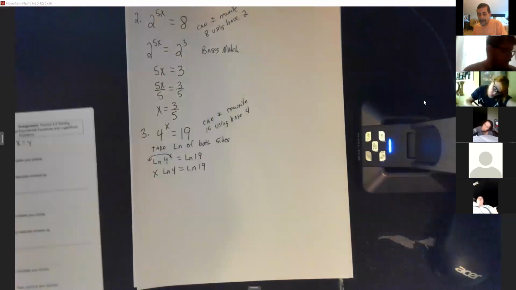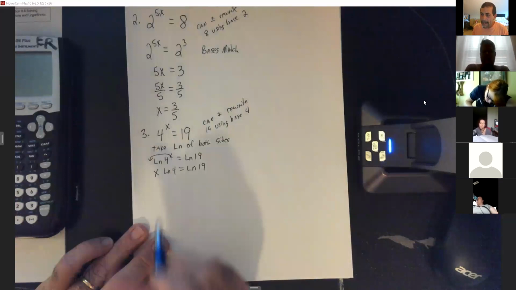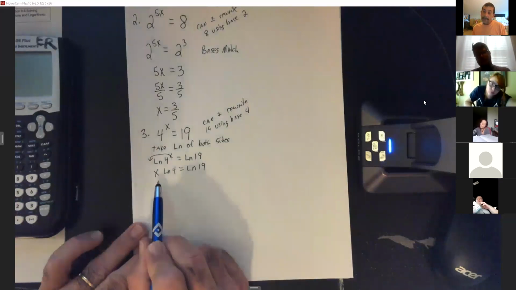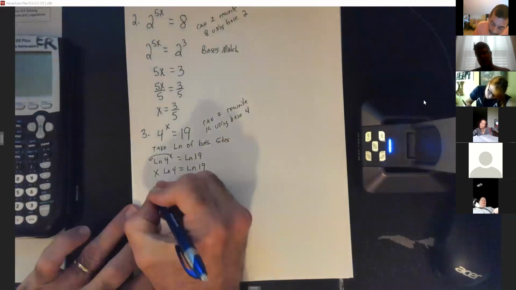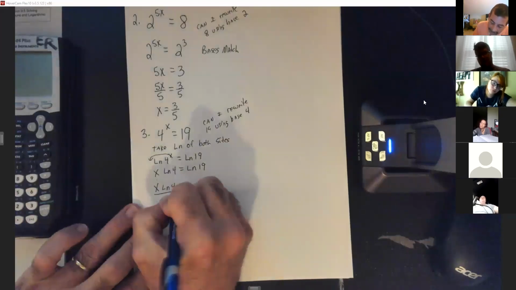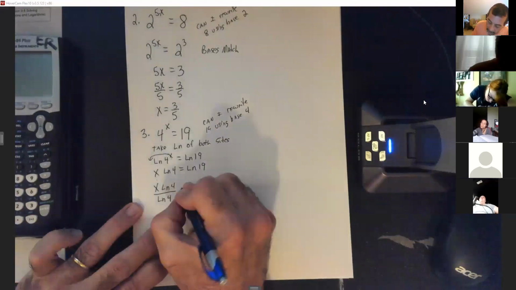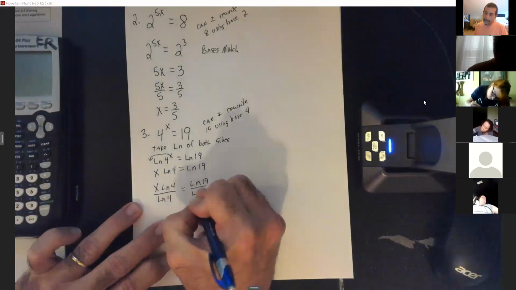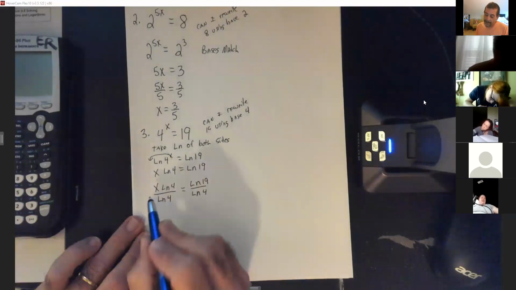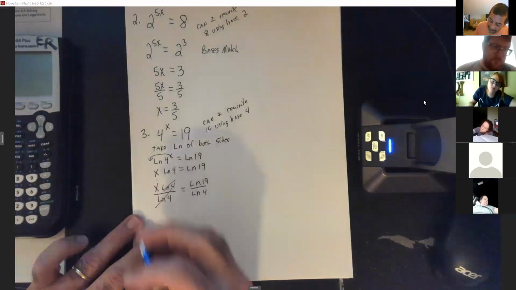So here's the question. I need to get this x all by itself. So since x is being multiplied by the ln of 4, I'm going to divide both sides by the ln of 4. So this side will equal ln of 19 divided by ln of 4. So notice the ln of 4's cancel on that left side, leaving me my x like I wanted.